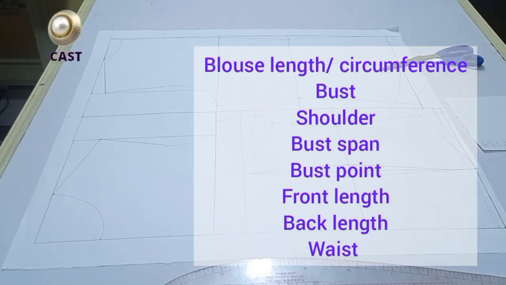So these are the measurements you need to take. You are going to take your own blouse length, the bust circumference, you are going to take your shoulder measurement, you're going to take nipple to nipple, that is your bust span, and you're going to take your bust point, that is from the shoulder to your nipple, and you're going to need your front length and back length. So from our measurement class, I've talked a lot about that. Your front length and back length, they are not supposed to be the same. So we are heading straight into this tutorial.